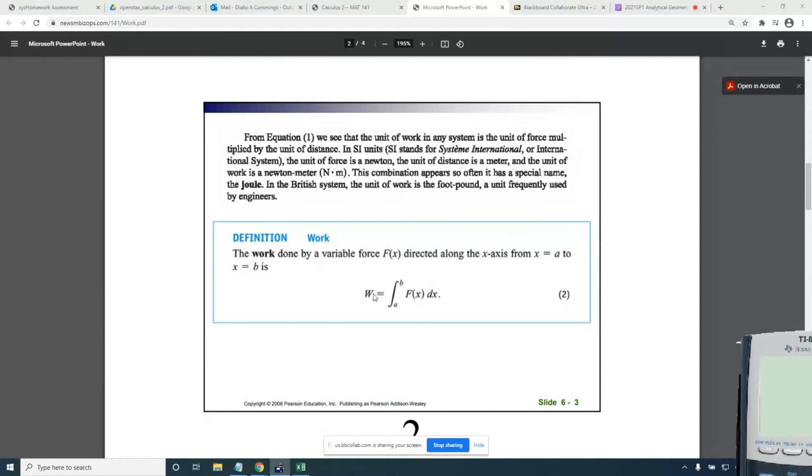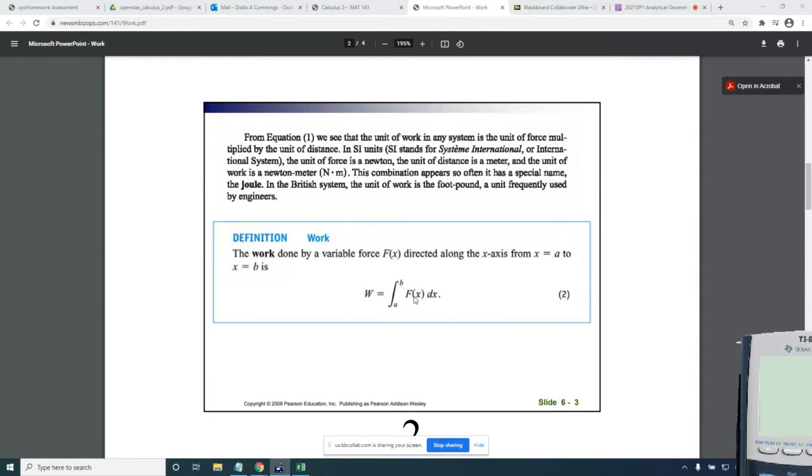All right, so we sort of talked about the units. Work is equal to the integral from a to b of f of x dx, where f of x is the force. Now we'll take a look at a couple of examples, but before we begin, when we talk about force, force is directed along the x-axis from a to b. So notice our limits of integration are from a to b.